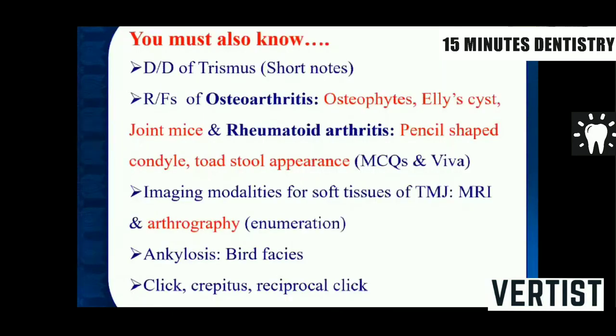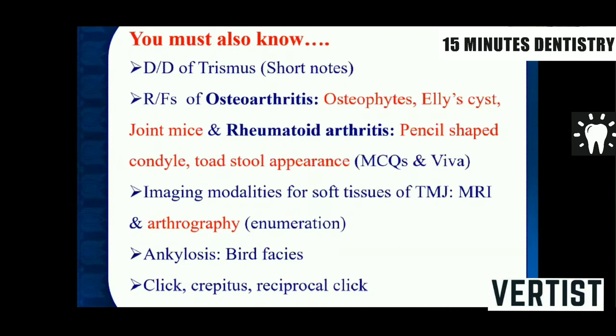But apart from this, because of time constraint, I cannot cover everything. But you also must know these terminologies. They have been asked once or more. One is DD of trismus for short notes. Please read it. Then radiographic features of osteoarthritis. Just remember the terminologies: osteophytes, Ellis cyst, joint mice, and for rheumatoid arthritis, pencil-shaped condyle, and what is in juvenile? Toadstool appearance. These are important for MCQ and viva.